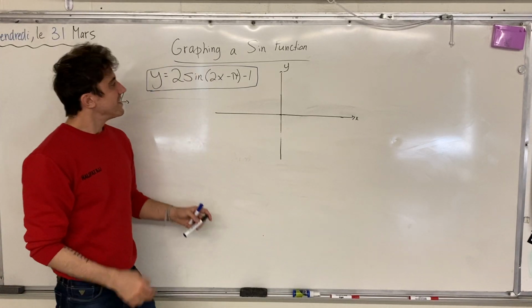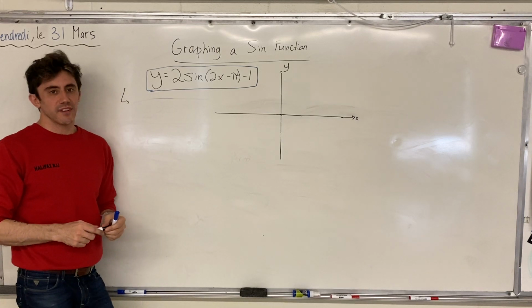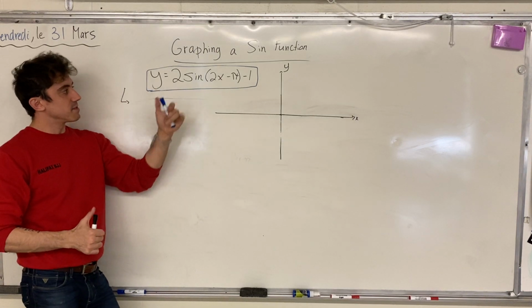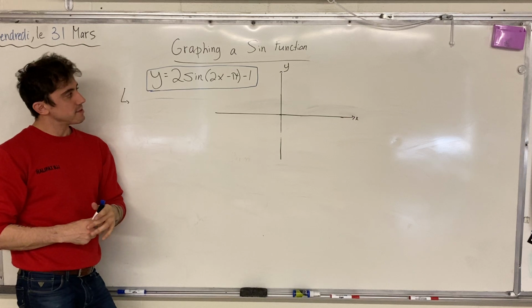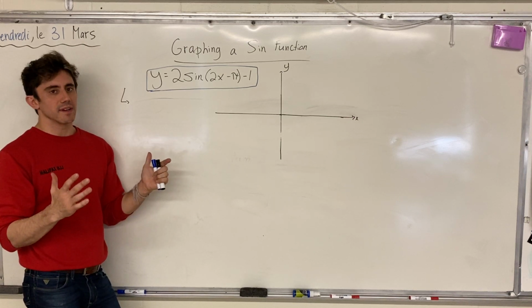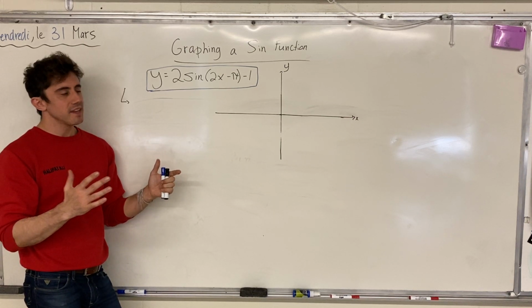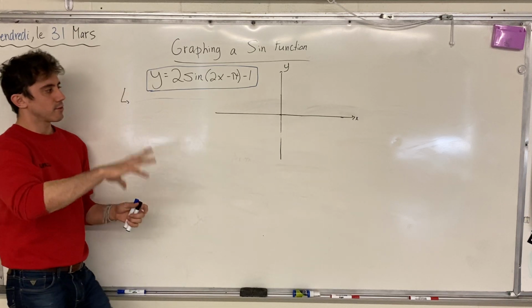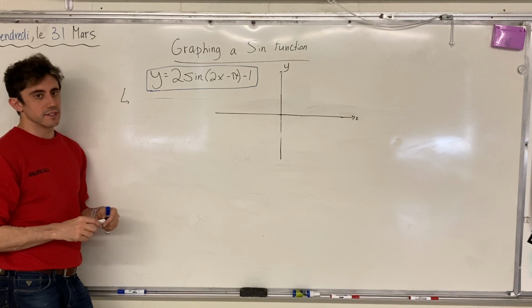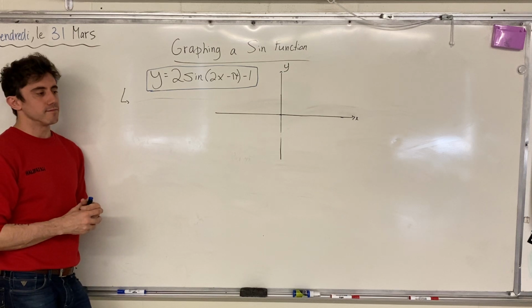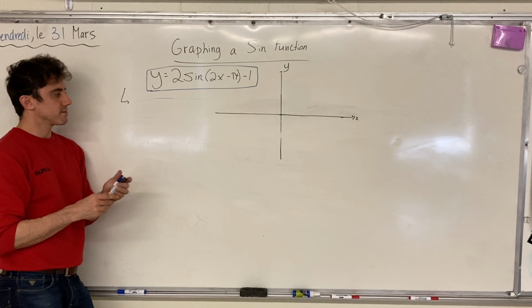Hey everyone, today we're going to be doing a video on graphing a sine function, and we're going to be looking at this specific function: y equals 2 sine of bracket 2x minus pi, minus 1. So we're going to look at the details of it, and then we're going to graph it based off of those details to make it a bit more understandable and easier to digest.